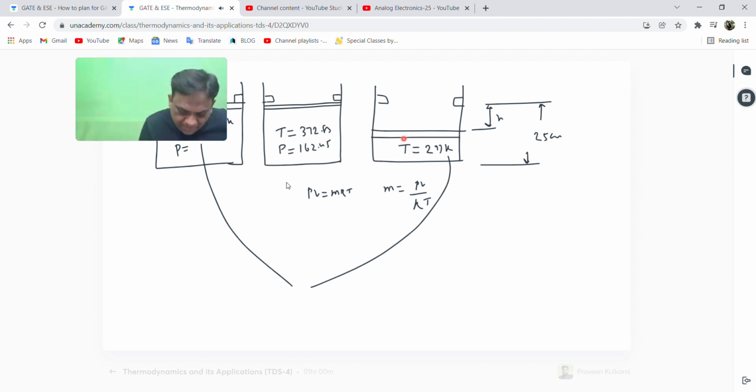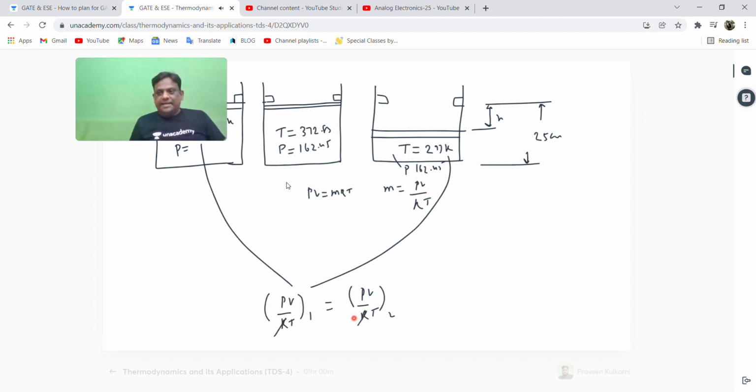So can anyone tell what is the pressure here? Now, what is the pressure? It is a constant pressure process. Therefore, it will be 162.45. See, it is from here onwards a constant pressure process. So therefore, PV by RT in this situation is equal to PV by RT in this situation. So R is gone. Is it clear, my dear students?